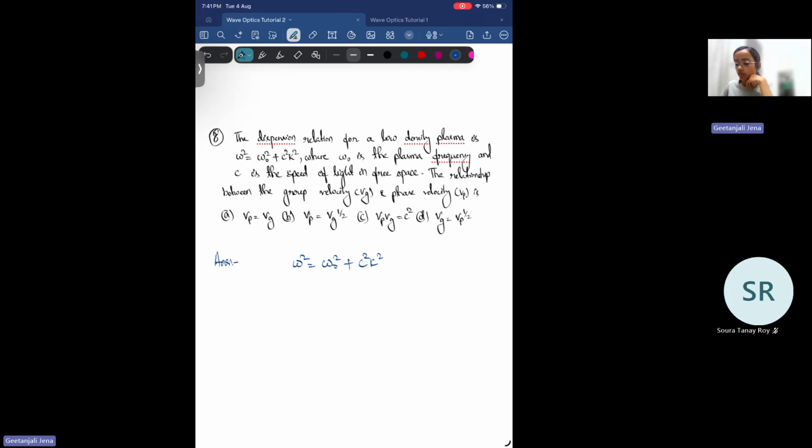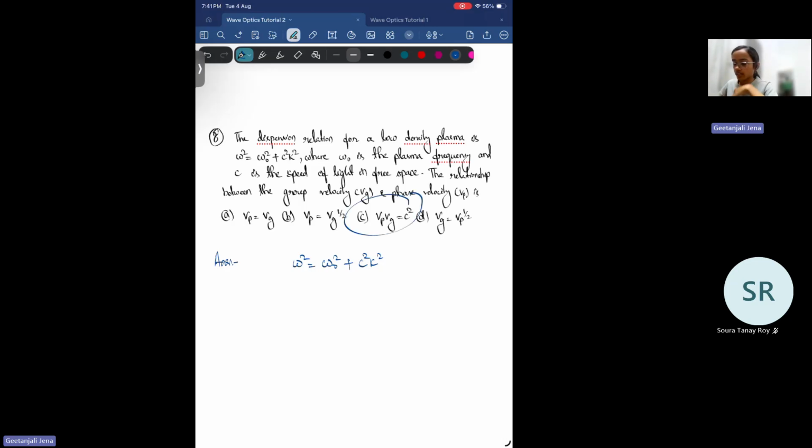Whether they are equal, or Vp is the square root of Vg, or Vp multiplied by Vg is c square, or Vg is the square root of Vp. Yes, option C is the answer.